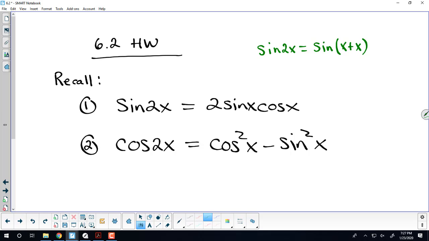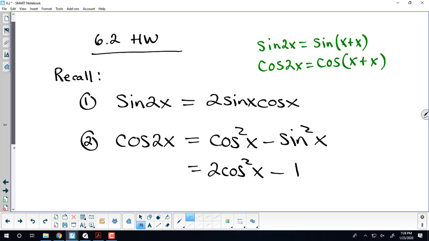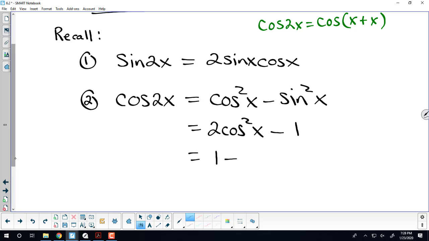Same thing with cosine of 2x. Cosine of 2x comes from the sum identity, or sum and difference, but sum here, for cosine. But if you can remember this one for cosine and the Pythagorean identities, sine squared plus cosine squared is equal to 1, the other 2 identities for cosine of 2x come through. So the other versions of them, 2 cosine squared minus 1, and 1 minus 2 sine squared.